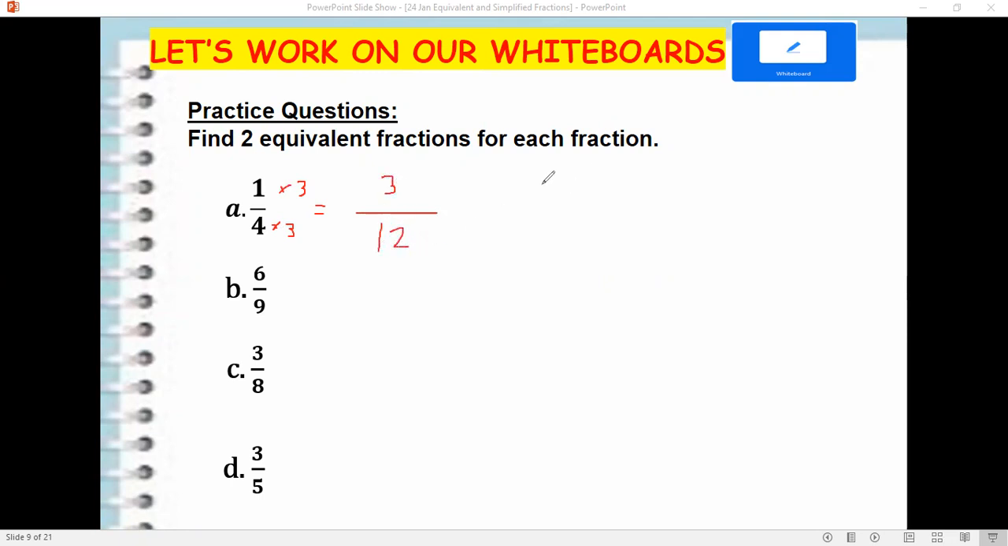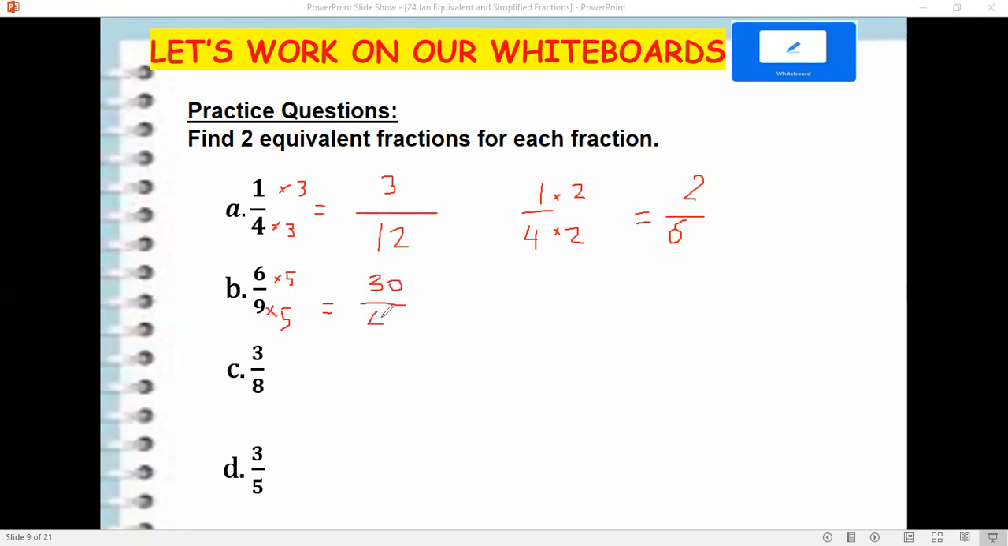Maybe you're thinking, can I multiply it by 2? Of course, you can multiply it by 2. Okay, but remember, you will multiply the same number to the numerator and denominator. So this will be 2/8, and you can have more. How about this one? I can multiply this one by 5, or by 4, or by 3, or by 6, any number, but you have to use the same number to multiply the numerator and denominator. Do you understand? Don't forget this.